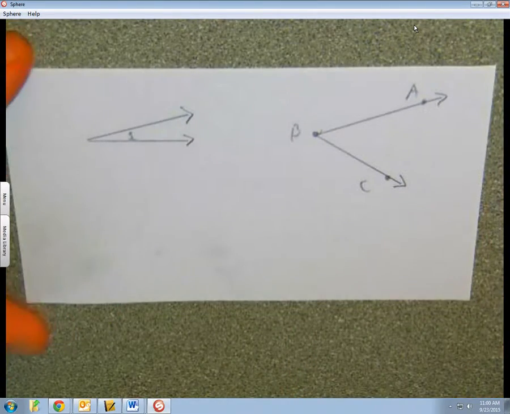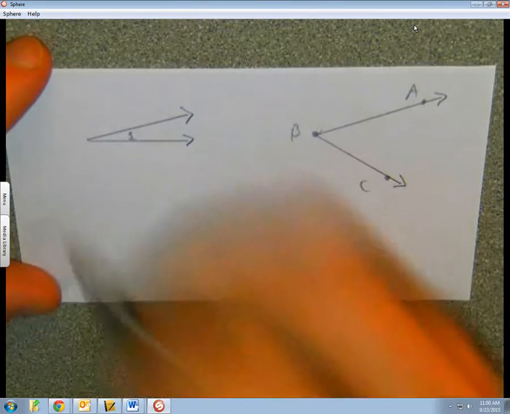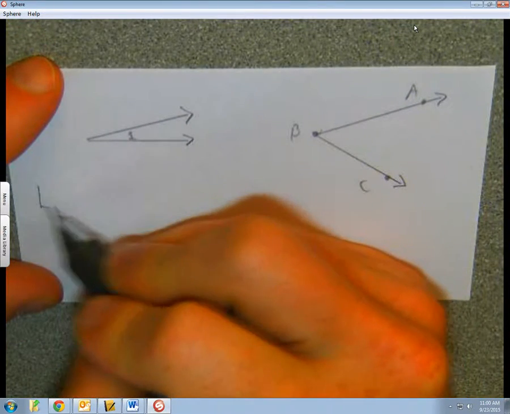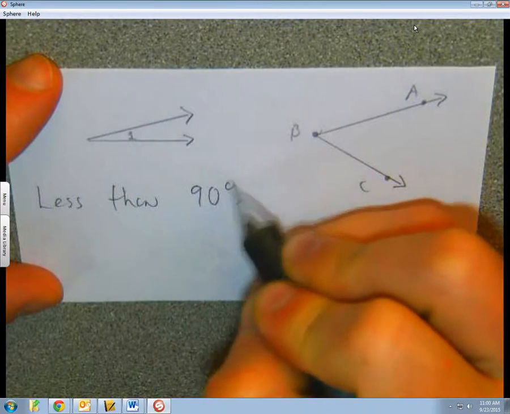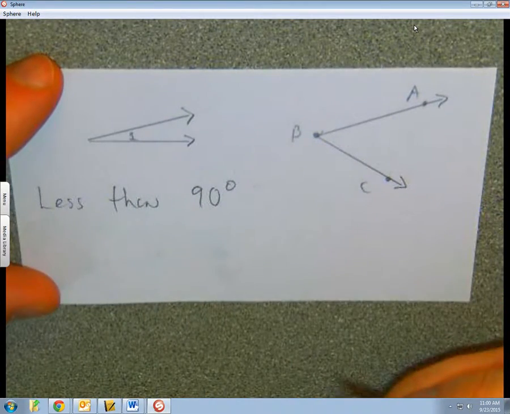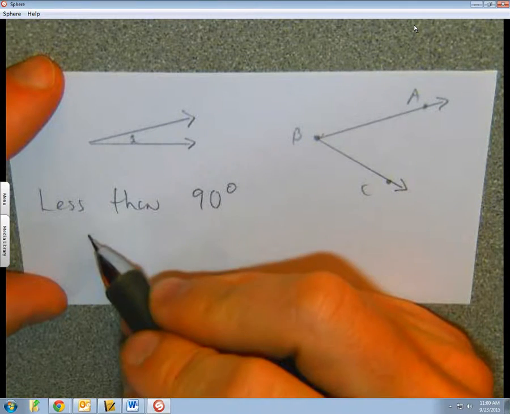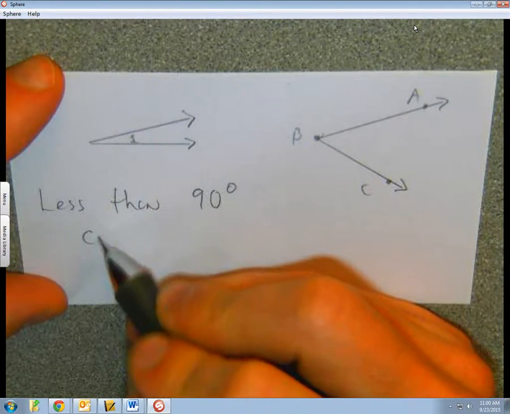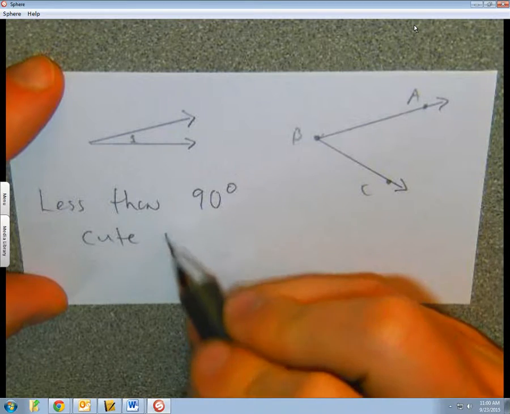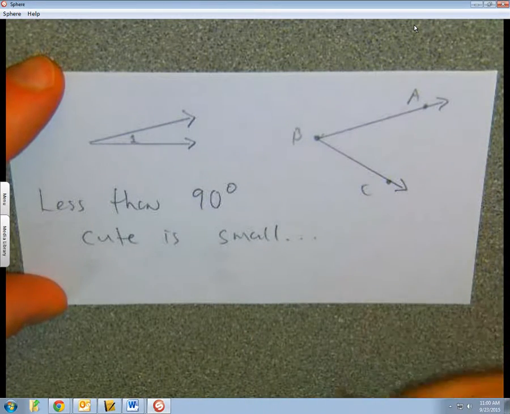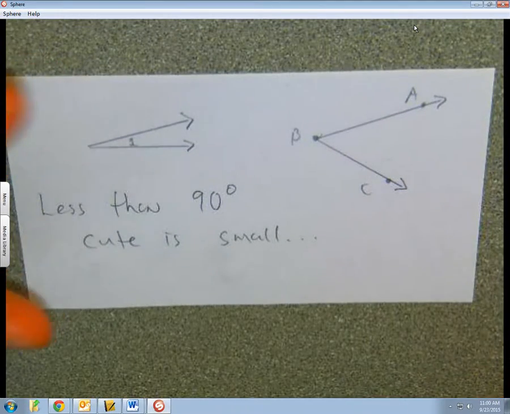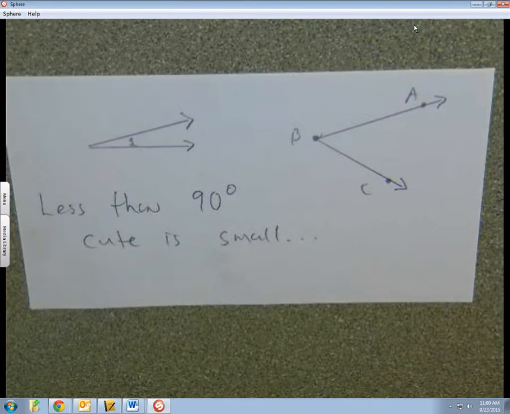So acute is less than 90 degrees. Okay. Acute is small. Think of a little puppy dog. Acute. Acute is small. Less than 90 degrees. Okay, that is that guy.